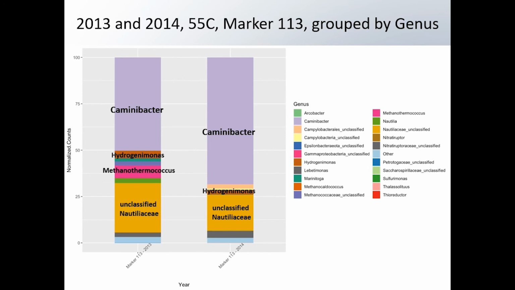Next, I looked across time, at one vent site, marker 113, and at one temperature of 55 degrees Celsius. Unlike at 80 degrees Celsius where we saw Methanocaldococcus one year and did not see it in the next, here the microbial community composition remains fairly constant over the 2 years, with a slight decrease in diversity in 2014 as compared to 2013.